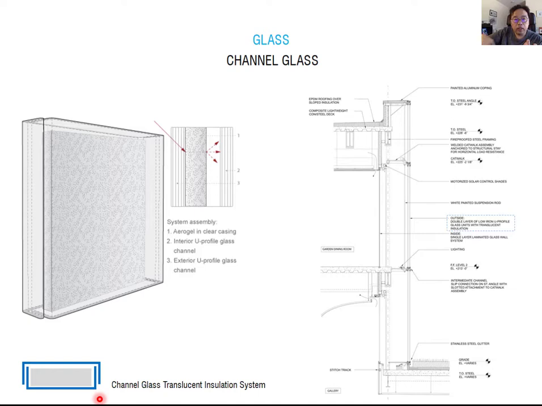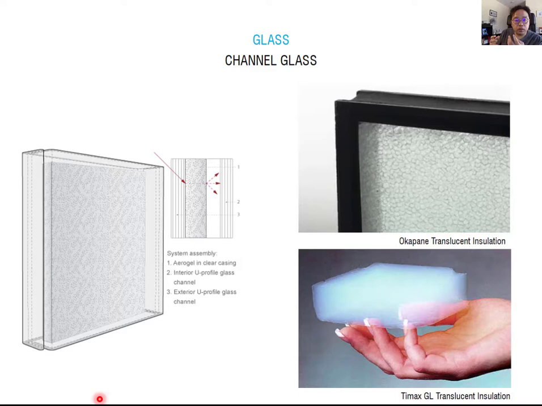So instead of using solid insulation, they actually developed translucent insulation. There are two different types: Okapane translucent insulation and Timax translucent insulation. So you can just find out about this. I think Timax is super expensive. I think Okapane is a more reasonable price. So you can use this insulation between the two channel glass to make a better thermal impact.